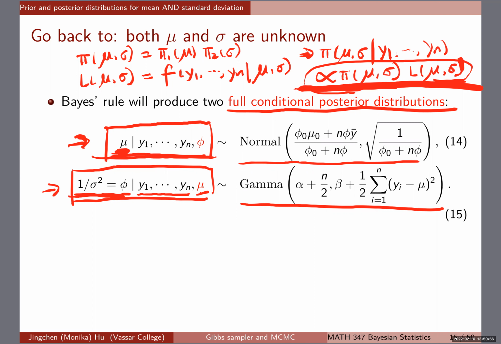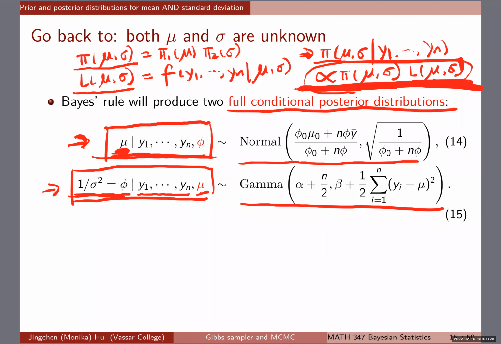Okay, but the concept is slightly different now. What I'm trying to emphasize at this point is that here we're assuming that both mu and sigma are unknown. So we have a joint prior, we have a joint likelihood, and then we should arrive at a joint posterior. But when you work with it, you always have the prior multiplied with the likelihood.